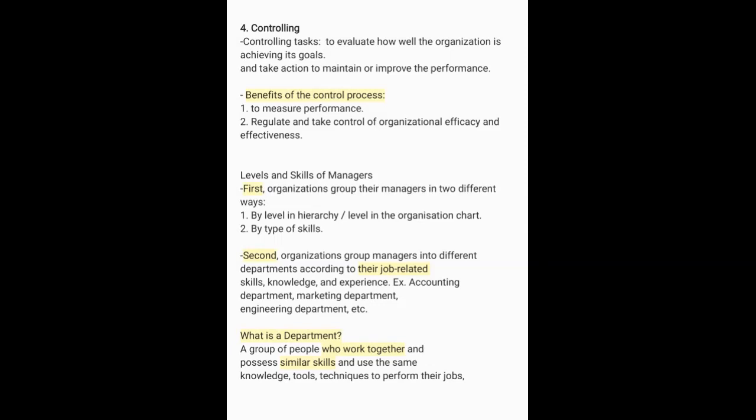Just pass by. Controlling tasks evaluate how well we are achieving goals in order to get better output, better performance, or improved performance means better output. What is the benefit of the control process? To measure performance, to regulate and take control, which means to put everything into a system.